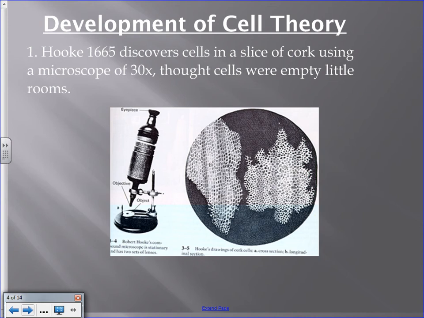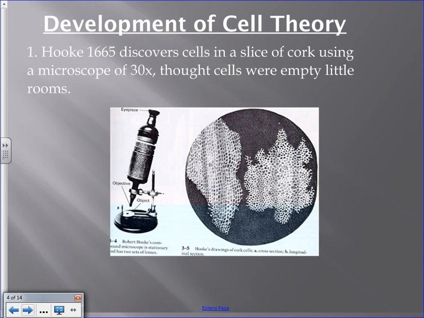So what he did is he took a really thin slice of it and he put it under the microscope, and this is what he saw. He saw all these what he called little rooms. He thought it looked like a monastery or a prison. There were all these little rooms, and little rooms are called cells. In a monastery or a prison, all the little rooms are cells. That's where he got the name from. So he's the guy who discovered cells.